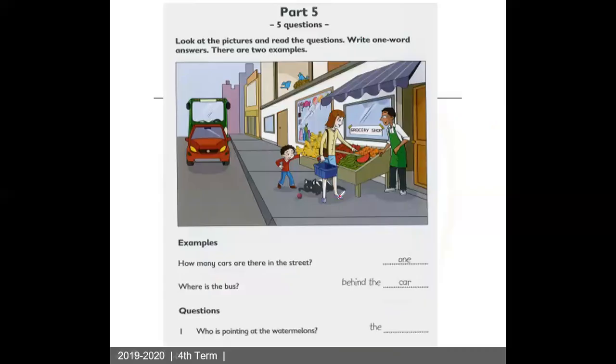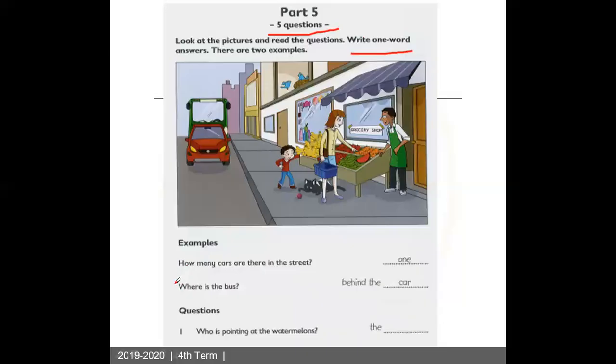Okay, let's move on. Part 5. We still have 5 questions. So this is the picture scene. It says, look at the pictures and read the questions. Write one word answers. One word, not 2, only 1. There are 2 examples. Example 1.